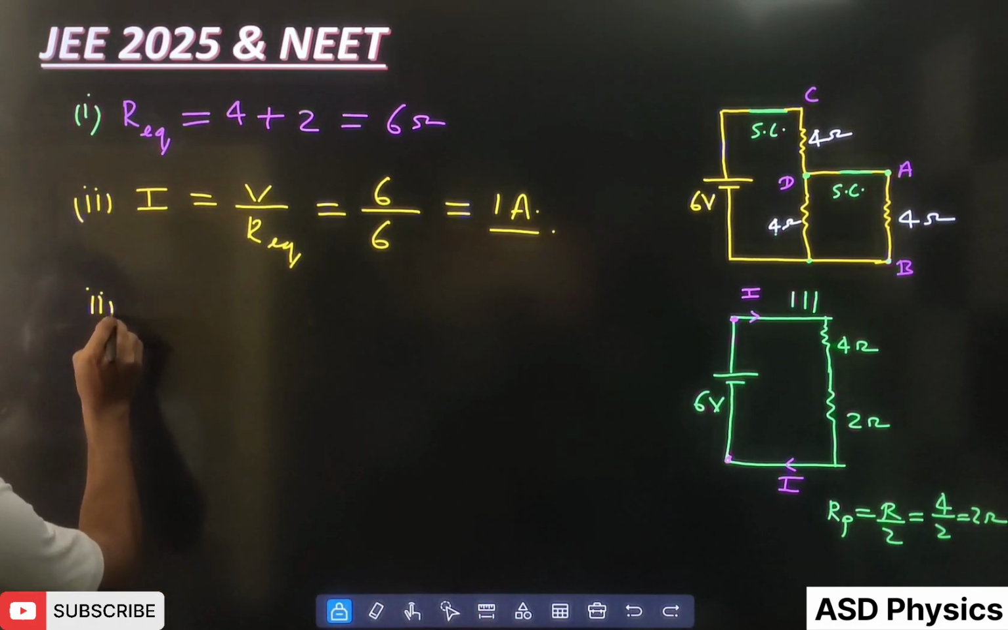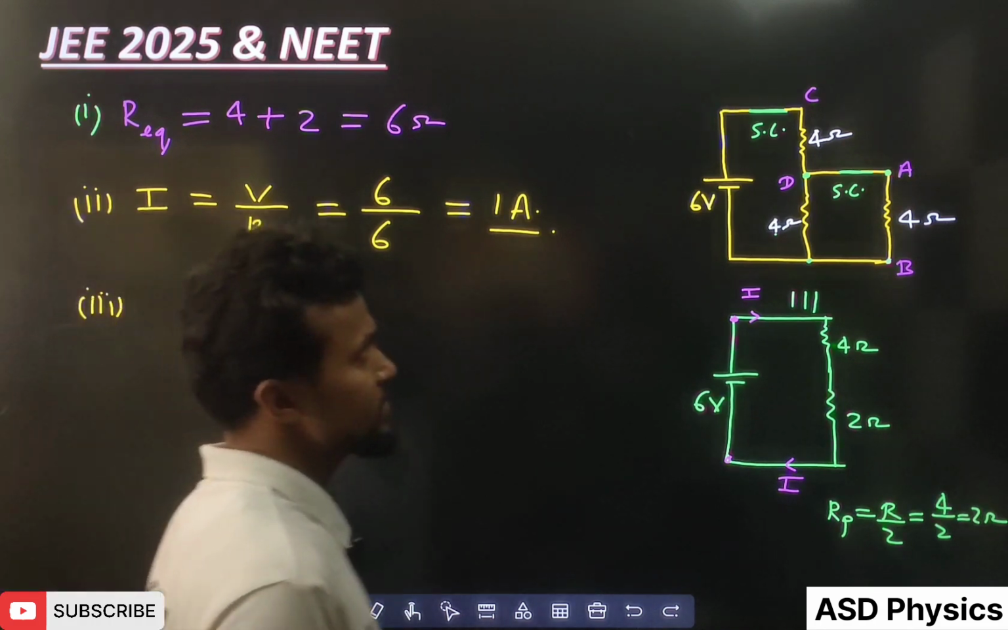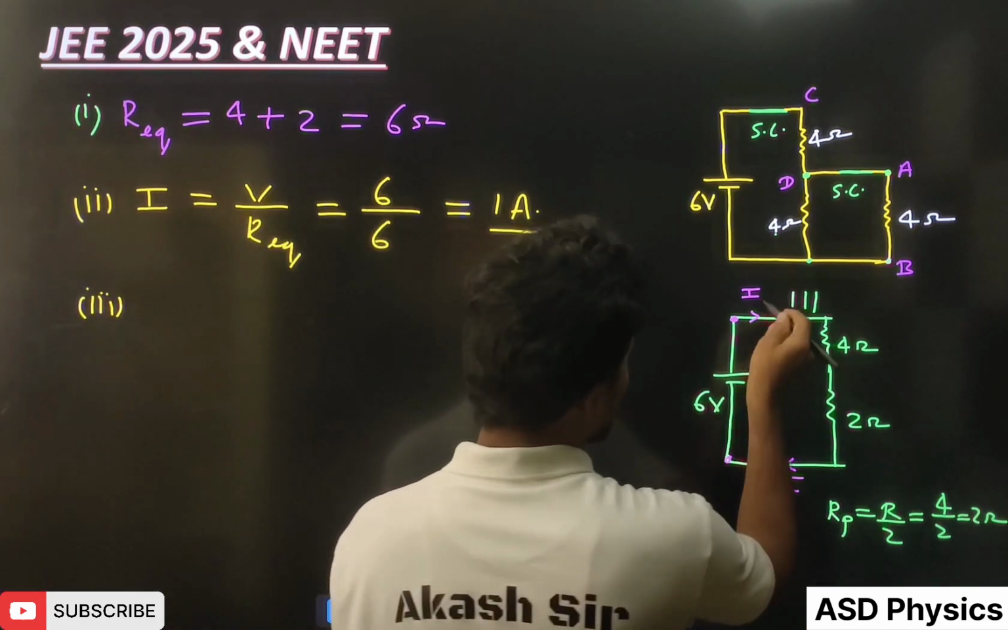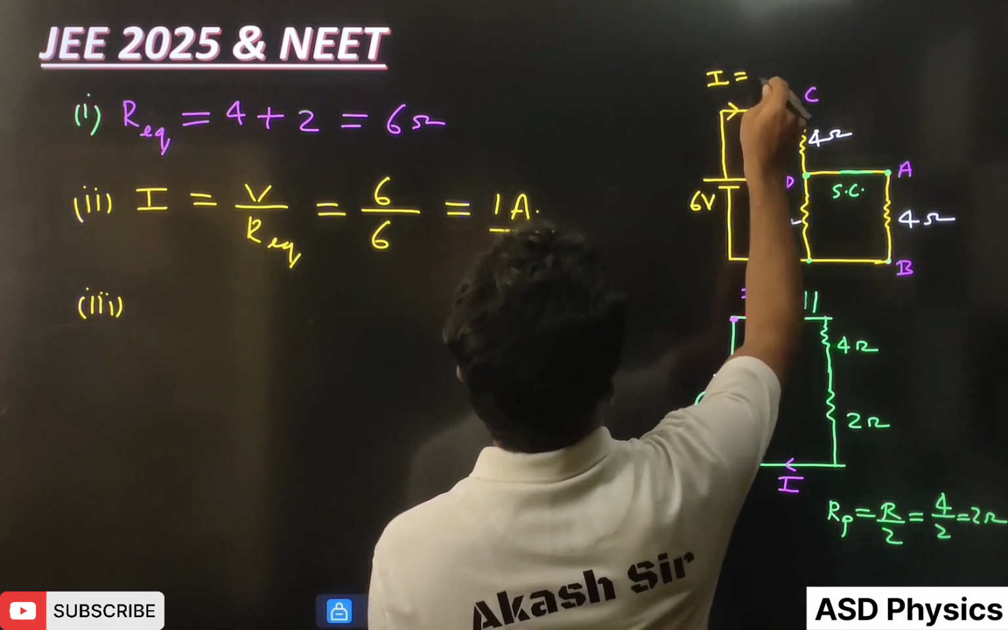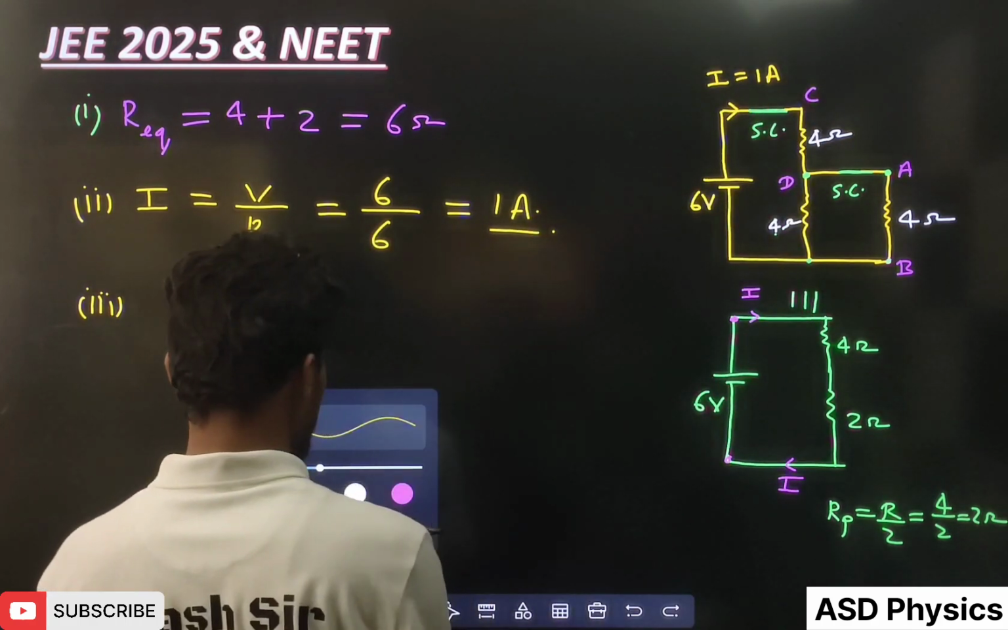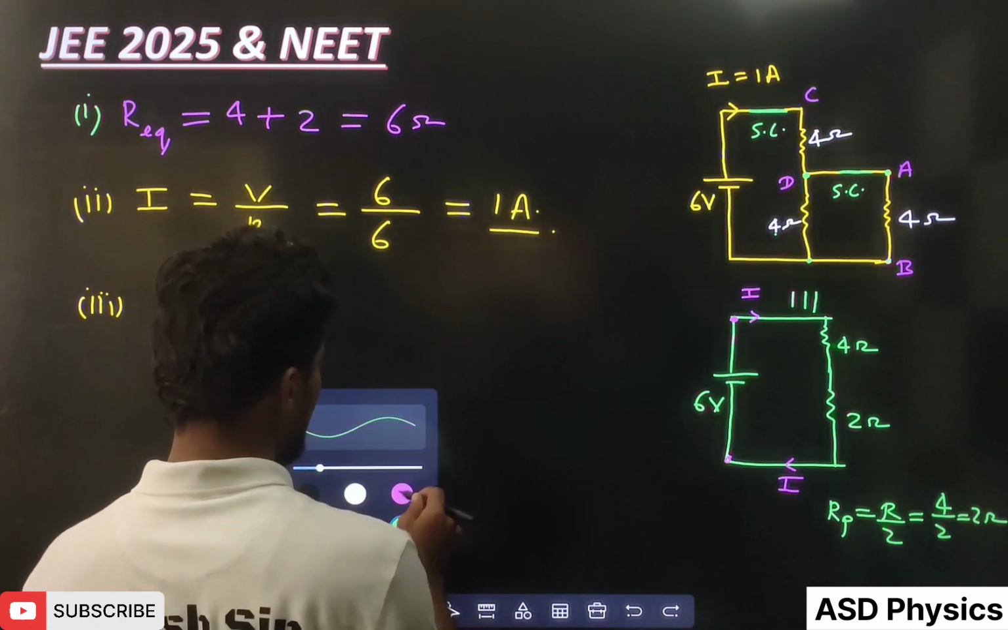After that, third one, I am going to calculate the potential drops. So here what current is coming here? 1 ampere. So you can see also here how much current is there? I equal to 1 ampere current is coming. Is it? Very easy, very easy. 1 ampere current is coming.